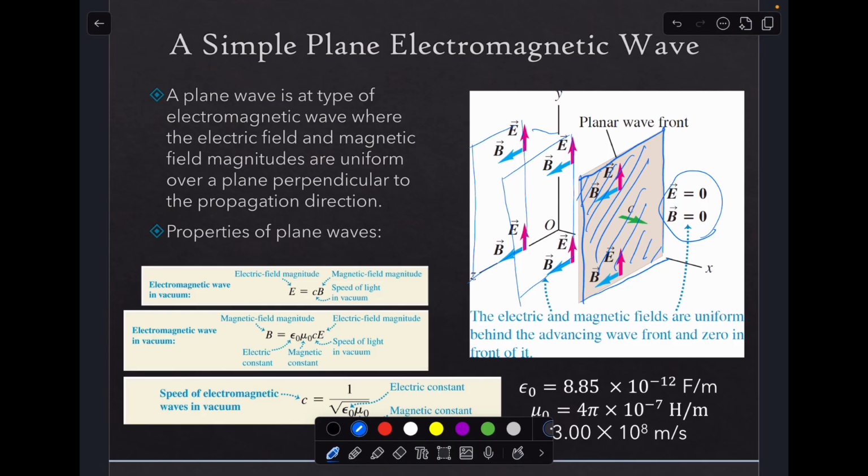So the first property is that in vacuum, at any point in time, the magnitude of the E field is equal to the speed of light times the magnitude of the B field. So if you know the E field at one point in time, then you can figure out B, okay, and vice versa. And we can also express the magnitude of the B field in terms of E, where the B field is basically all these constants times E. So you have two different ways to find the magnitude, okay?